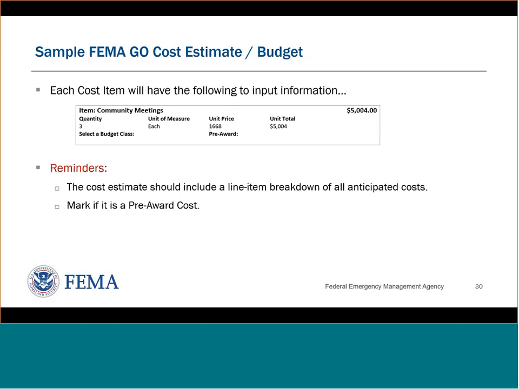So it really helps break that down in a little bit more detail so we can see where this, for example, this one, the community meetings, the $5,004, and how did that arrive at that cost? And we can see here it was 3 meetings, and each of those meetings will cost roughly $1,668, which is where we got that total.